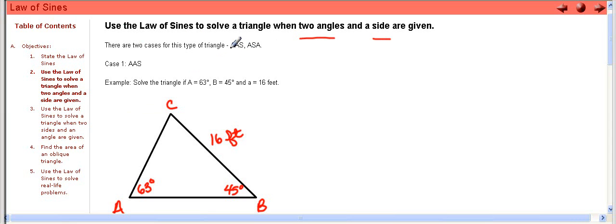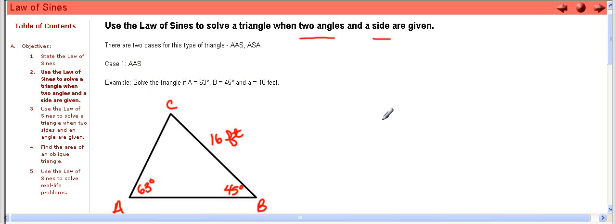We have a case where we represent it as AAS, which means angle, angle, side, or ASA, which is angle, side, angle. So that just talks about the position of the side in relation to the angles that are given. So AAS means that the side given is not between the two angles that we know. So let's look at this first case.